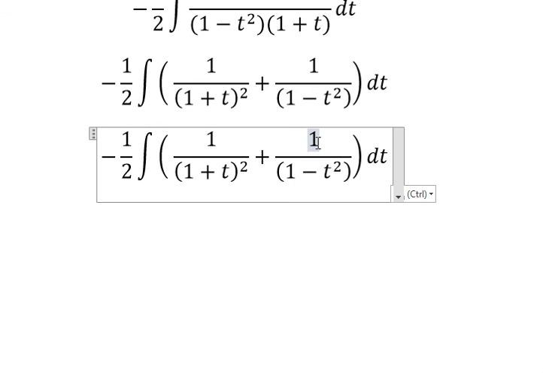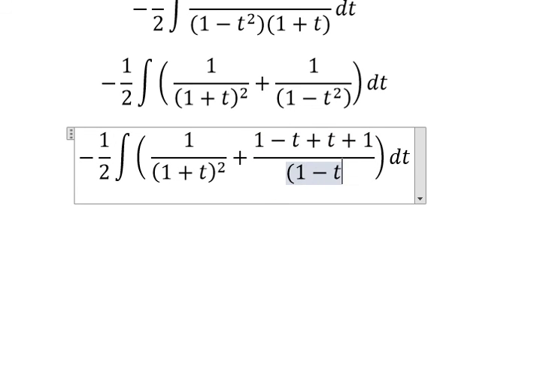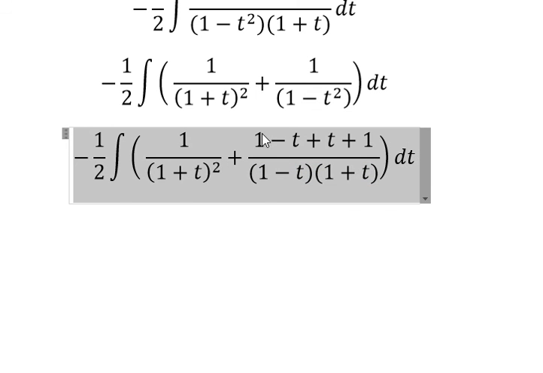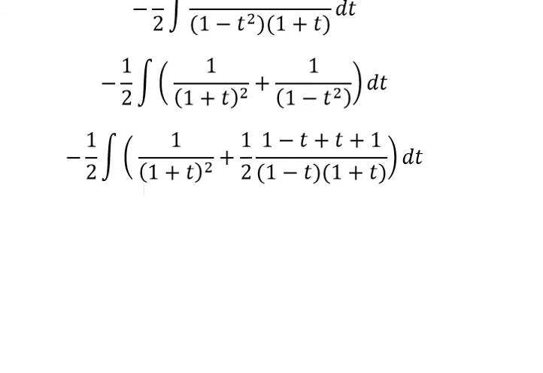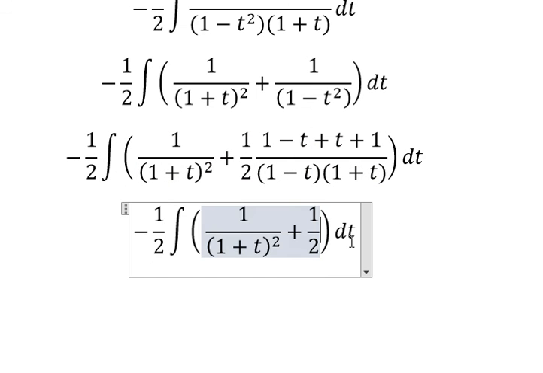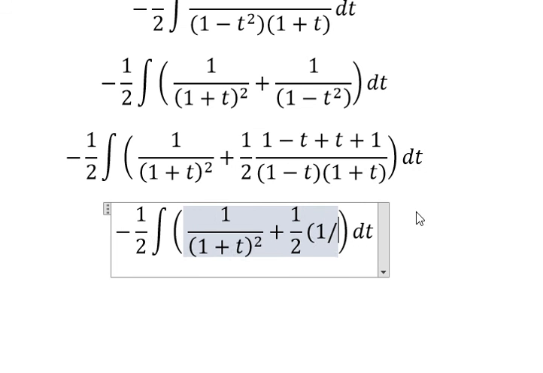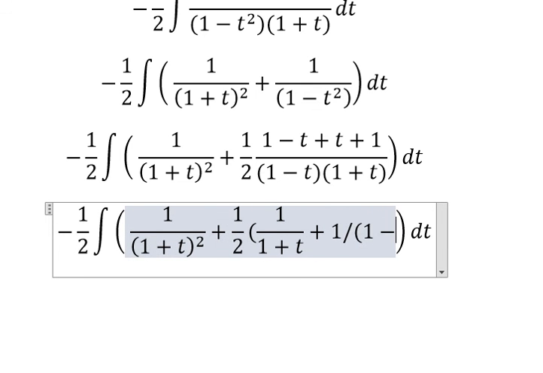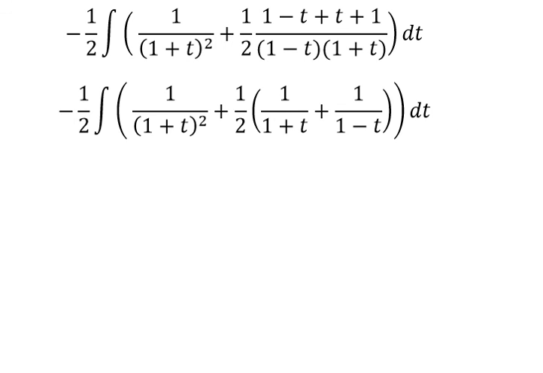About this one, we do the same thing. We have 1 and 1, so we got about 1 over 2. So 1 divide 1 minus t divide 1 minus t, you got about 1 plus t. So now we can get the final result.